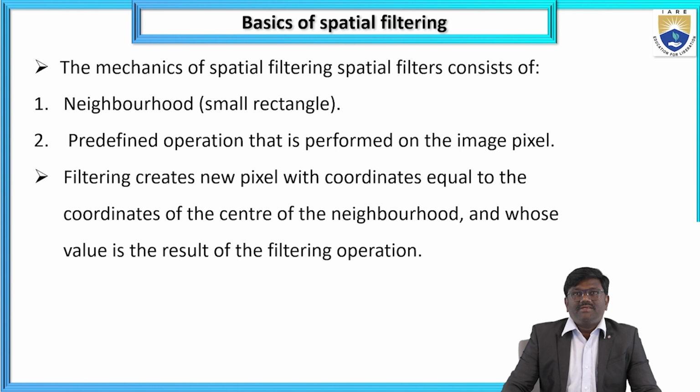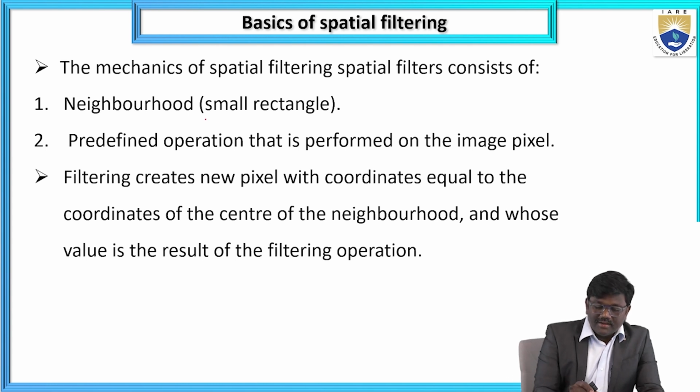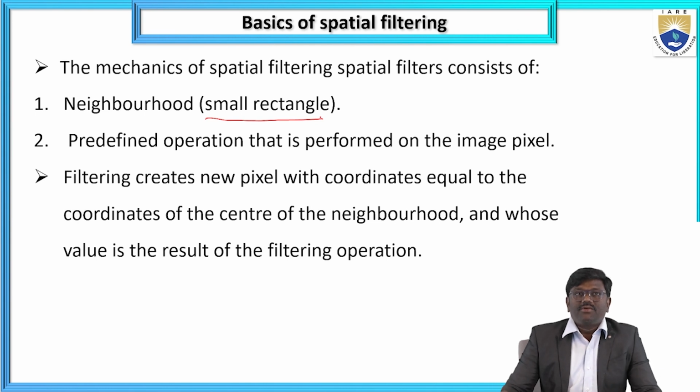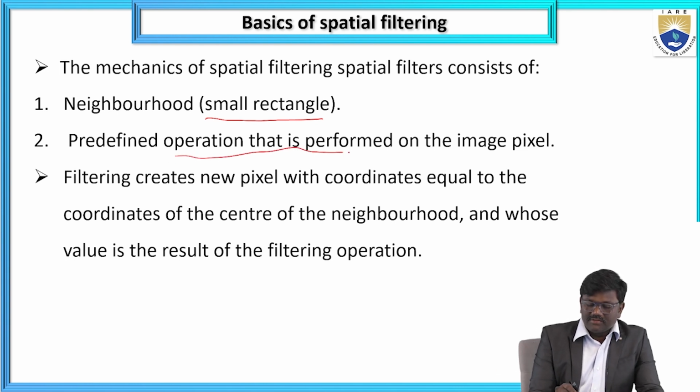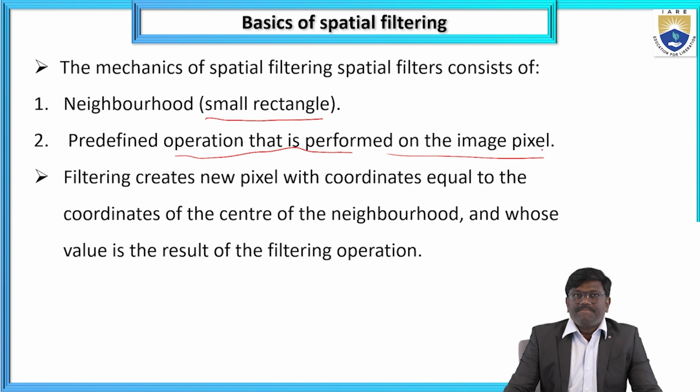The mechanism of spatial filtering: spatial filters consist of two things. Number one, a neighborhood, that is a small rectangle. Number two, a predefined operation that is performed on the image pixels. The filtering creates a new pixel with coordinates equal to the coordinates of the center of the neighborhood, and whose value is the result of the filtering operation.